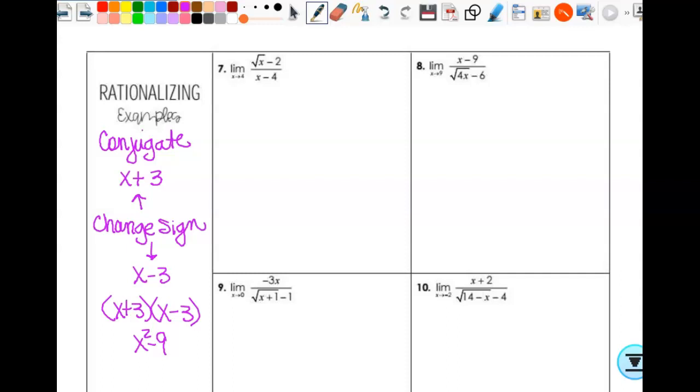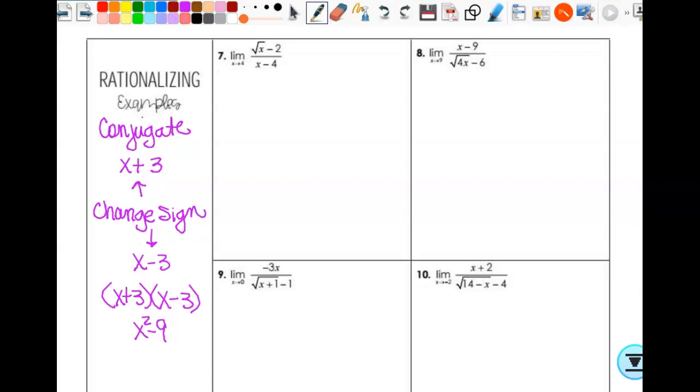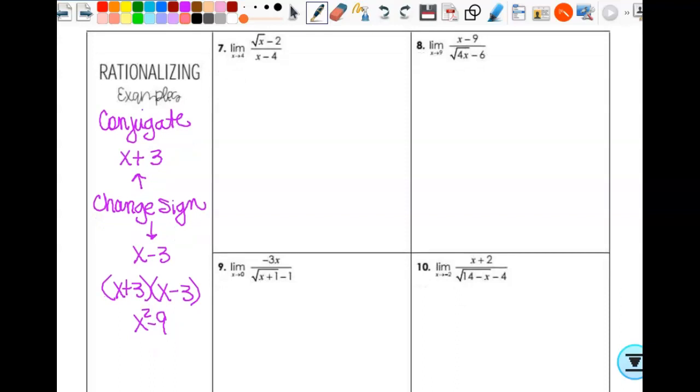Okay. Everybody good so far? All right, so let's look at what we're going to do here. I've got the limit as x approaches 4 of this function. I'm going to have to rationalize, which means I use the conjugate of whatever the square root part is. So the conjugate of the square root of x minus 2 is the square root of x plus 2. And I have to multiply by a factor of 1 so I don't change the value, so my denominator looks exactly the same. Okay?